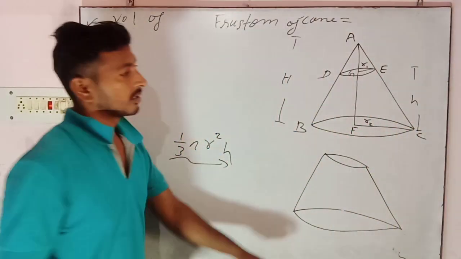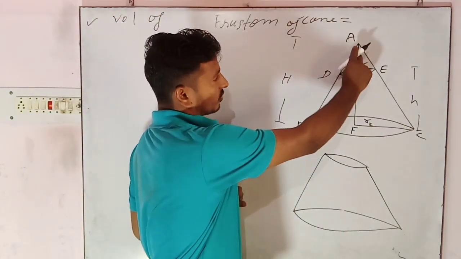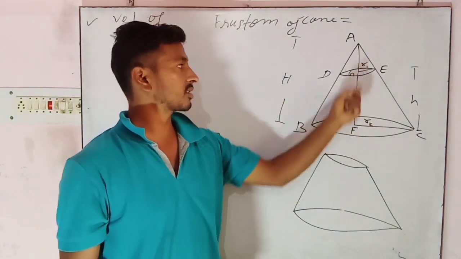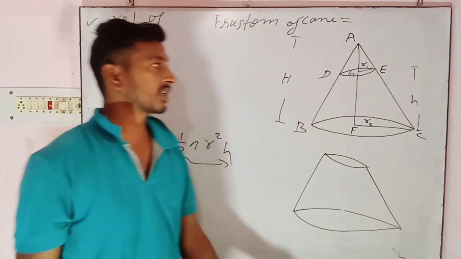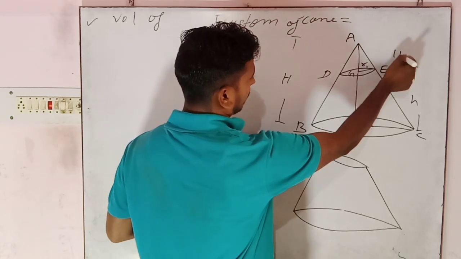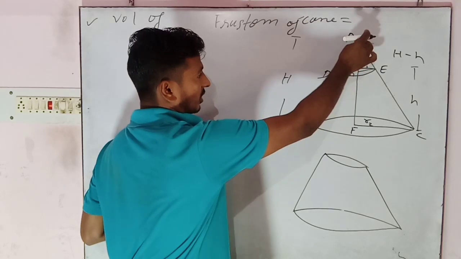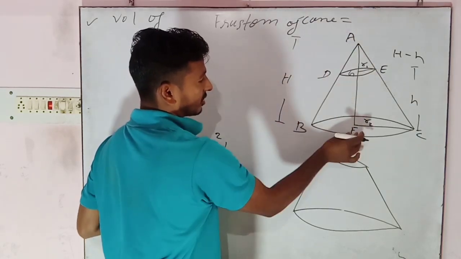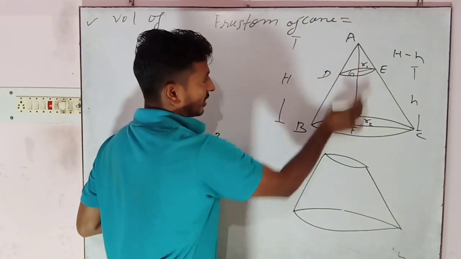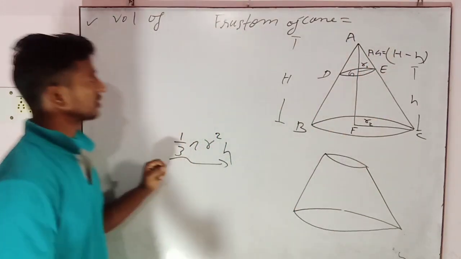Then can you find the length of AG? AG is equal to AF minus GF. If we remove GF from AF, then we will get AG. Means AG is equal to capital H minus small h. So we subtract this small h from capital H, then we get the value of AG. So AG is equal to H minus h.